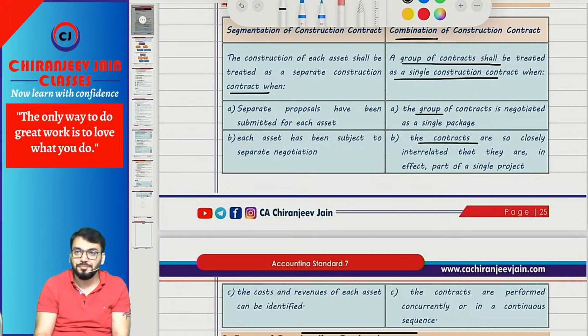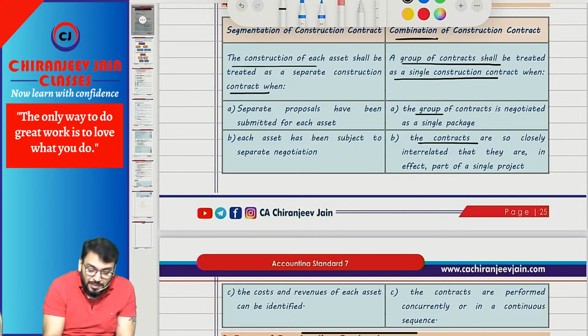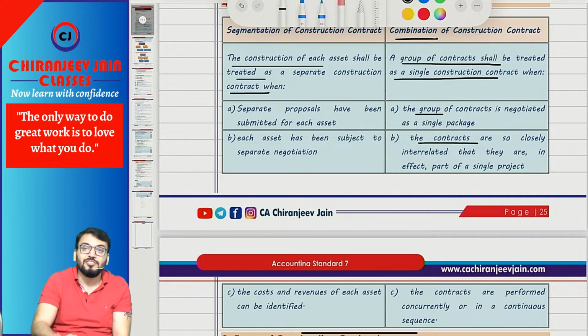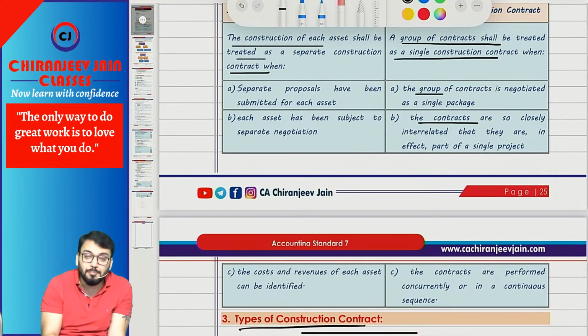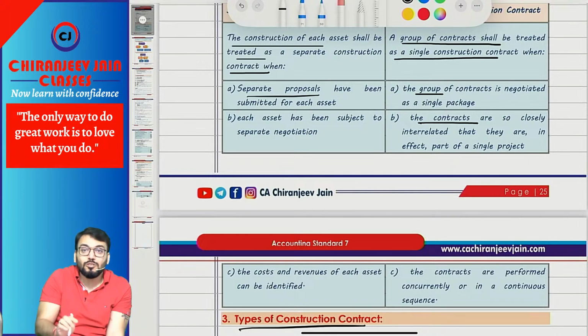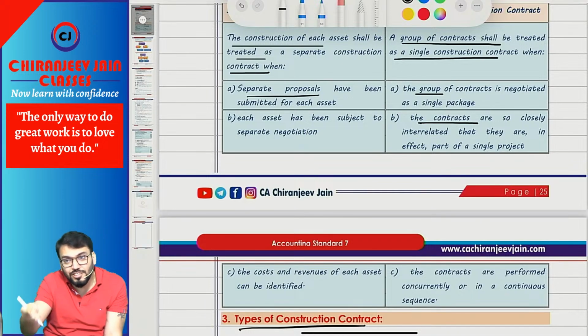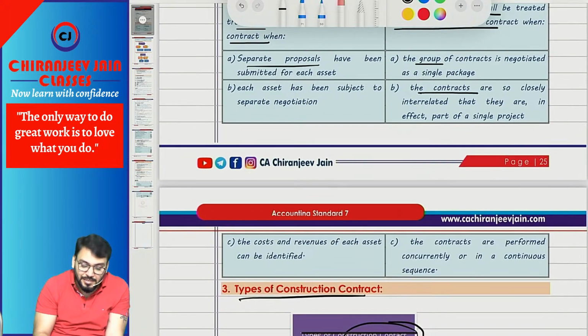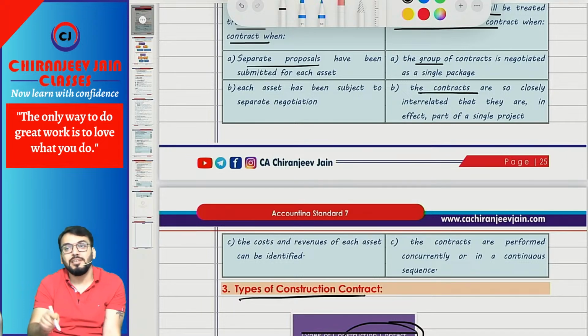This you need to memorize. Now, construction of each asset shall be treated as a separate construction contract if a separate proposal has been made for each asset, each asset is subject to separate negotiation, and the cost and revenue of each asset can be identified separately. Then only can we apply AS7 separately.